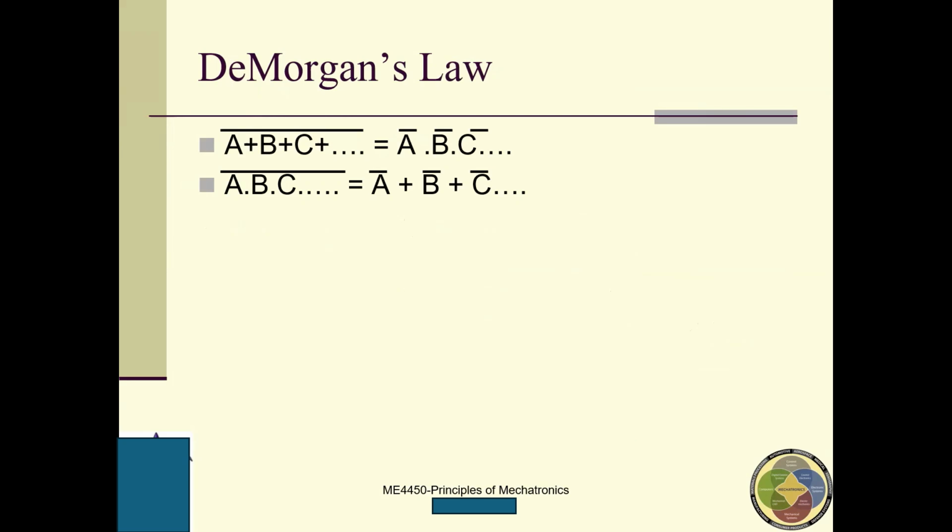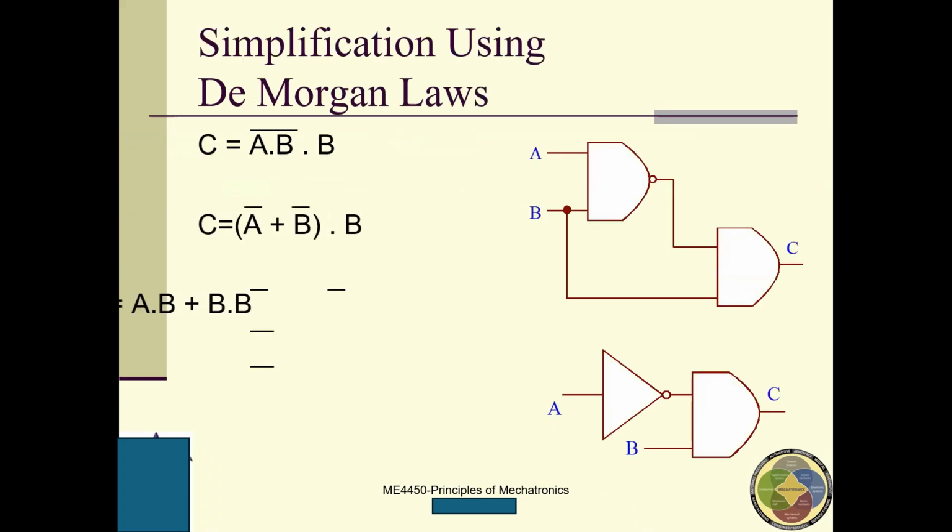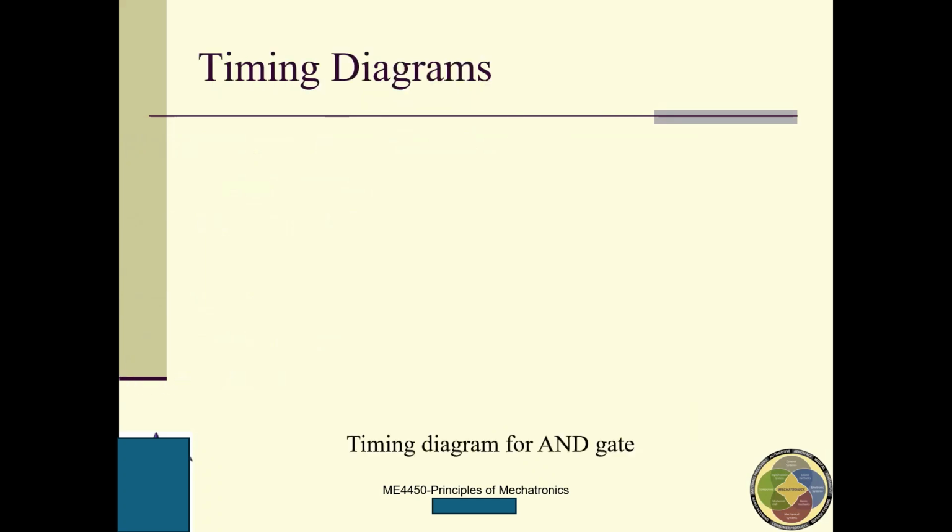So what it says: plus stands for OR, and the bar on the top is NOT. The NOT of A plus B plus C equals not A and not B and not C. You can see that I change the OR to AND. And here, with the AND under the bar, I change it to OR. This is De Morgan's law. You can use De Morgan's law to simplify the case.